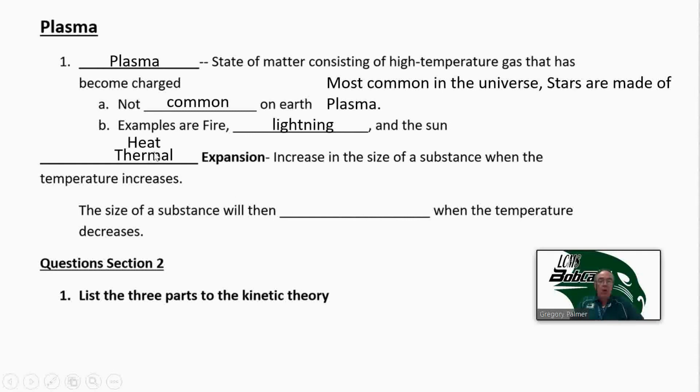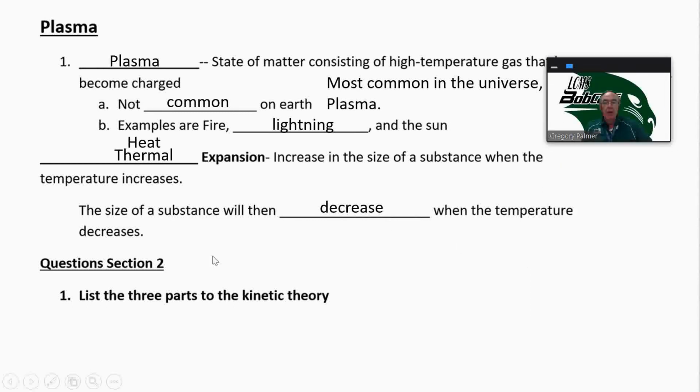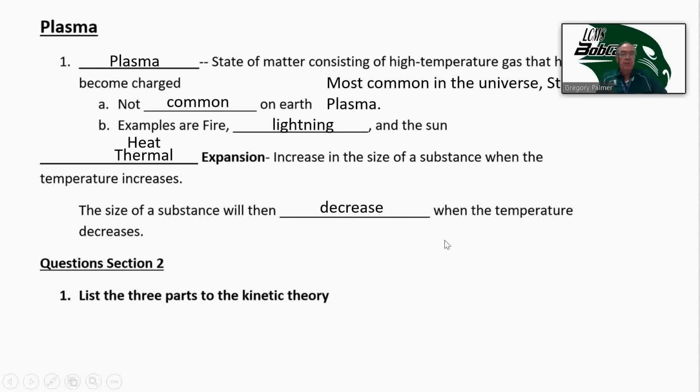So I put heat over thermal, so you can really think heat makes things expand. The word we use is thermal, but thermal and heat are pretty much synonyms. And then the opposite happens when you cool a substance. The size of a substance will decrease when the temperature decreases. So if you cool it, it'll get smaller.